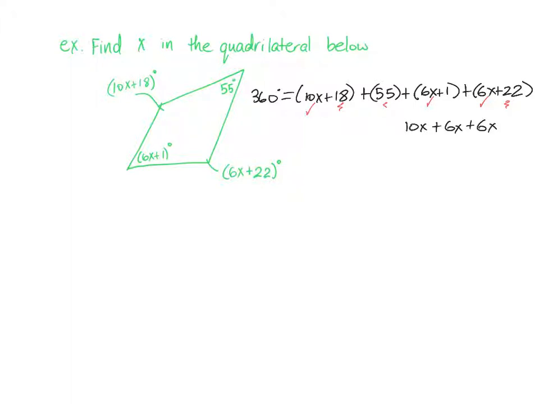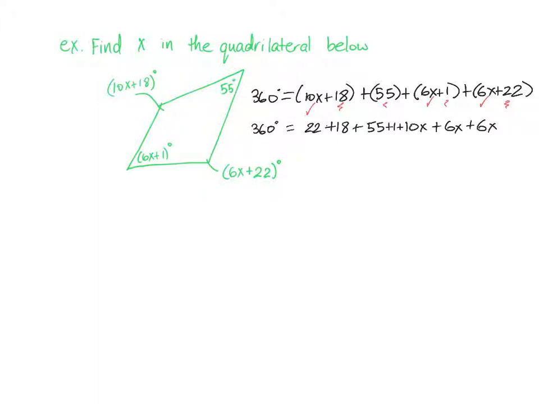So we have 18 plus 55 plus 1. Oh, forgot to mark that one there. There we go. Plus 1 plus 22. Everything is kind of in a weird order here because I just needed to get it to fit. All right, but those are all our like terms. And when you add all of that up, we should get 360 degrees.